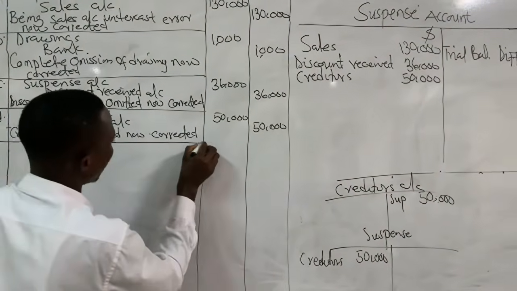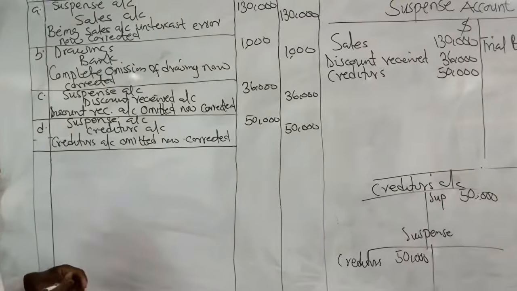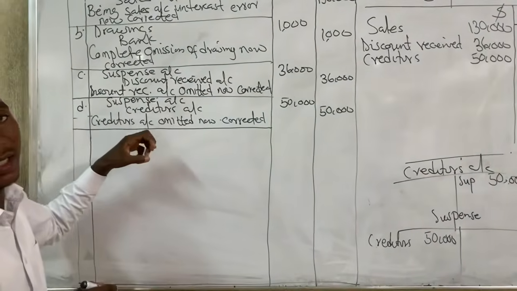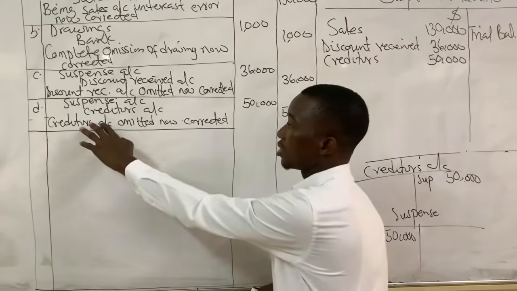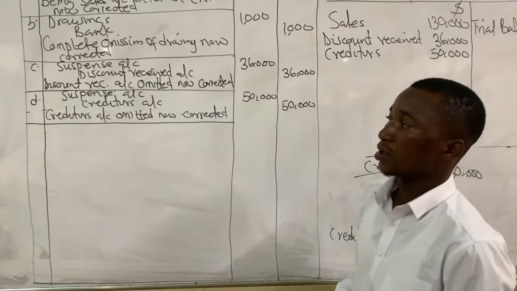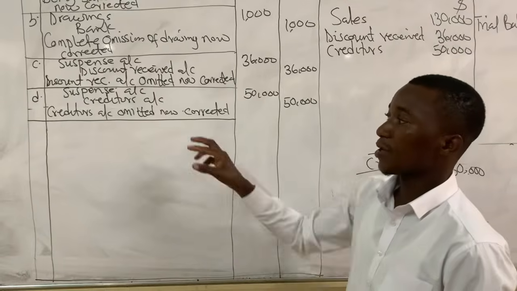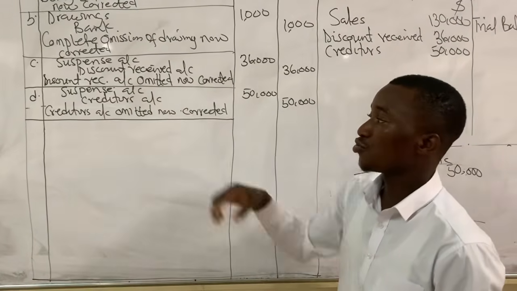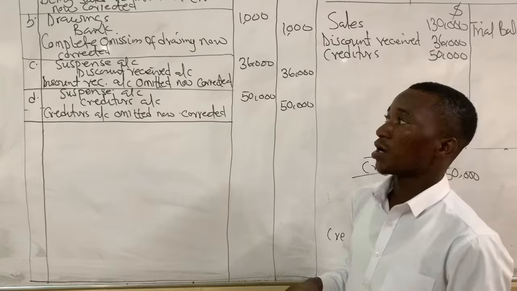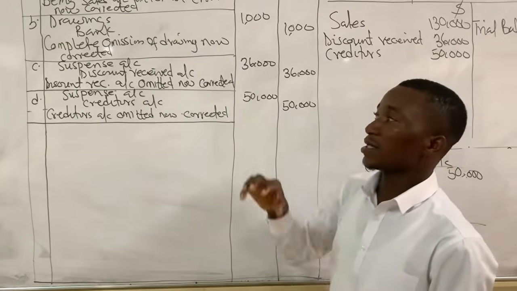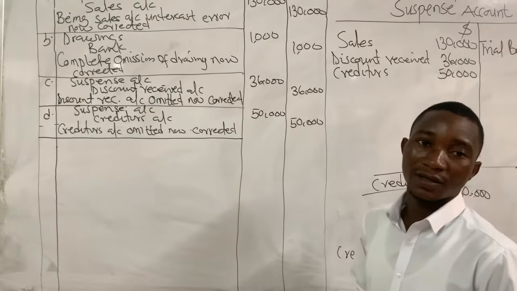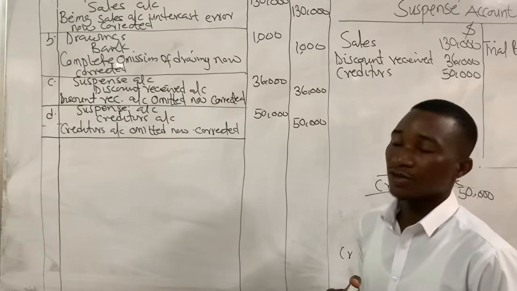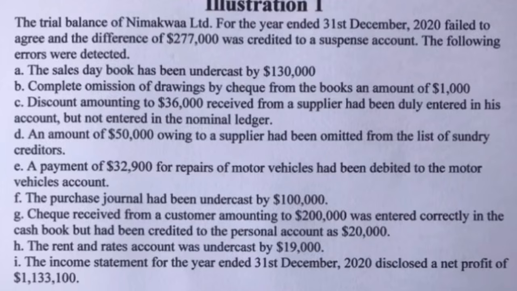But let me draw your attention to this. You can see that this omission is a partial omission. Partial omissions pass through the suspense account. But from this B part, it's a complete omission. Complete omission doesn't pass through a suspense account. And this is one of the tricks you need to know. Is that okay? Alright, so let's look at the next error, which is E.